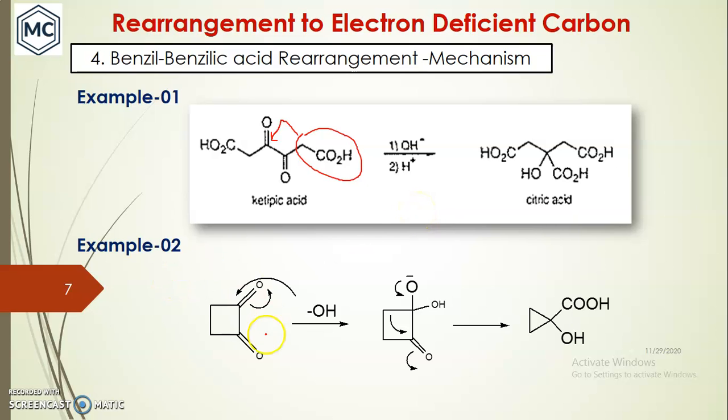Another example is this cyclic diketone. In the presence of base, first it attacks this carbonyl carbon and forms an intermediate like this. Then this O minus becomes pi bonded. Then this bond has to break, and this carbon migrates towards this carbonyl, and this double bond breaks, and it becomes a hydroxycyclopropane carboxylic acid like this.